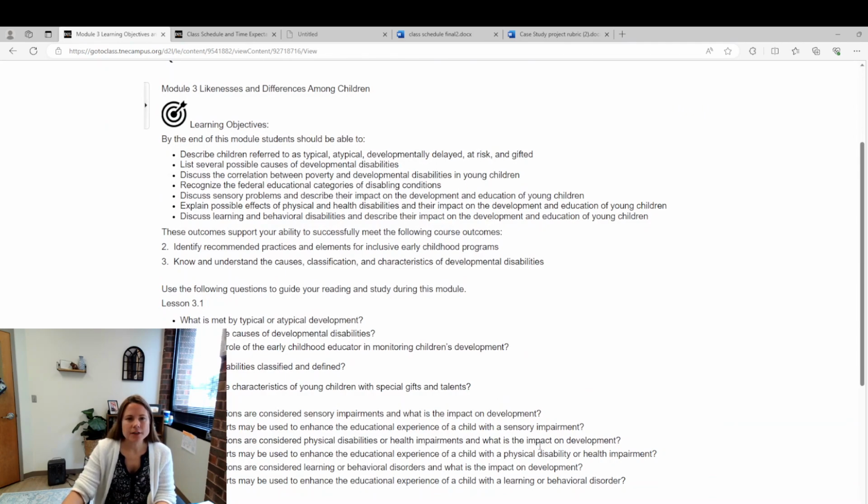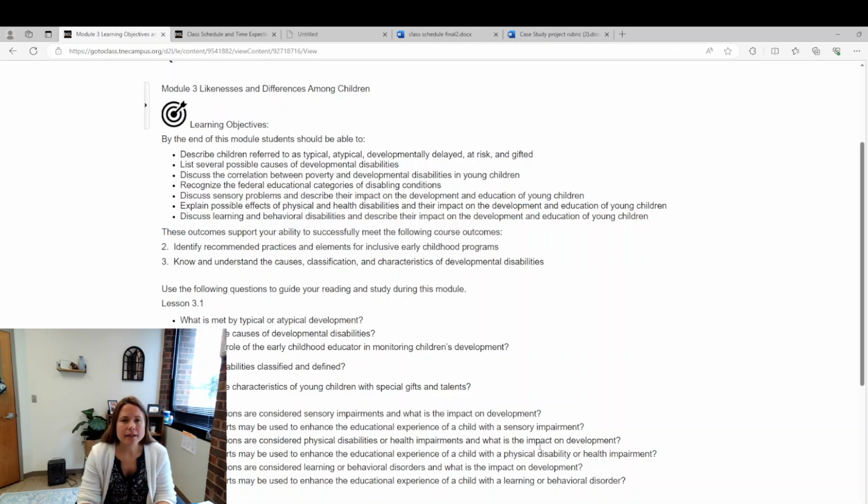So our objectives here is really going to be looking at the different types of needs that a child may have and how they're developing. So how are children referred to when we're talking about the classroom? Typical, atypical, developmentally delayed, at risk, gifted. What do those terms mean? What are some of the causes of specific disabilities? Is that disability related or does it have any correlation to poverty and developmental disabilities in young children?